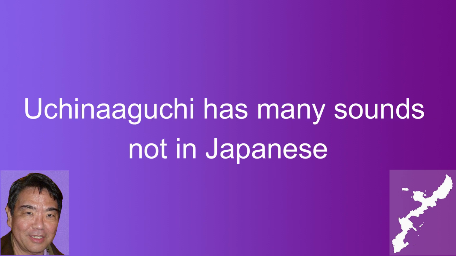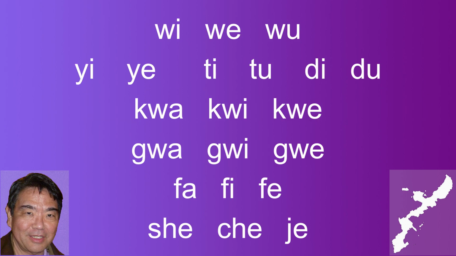I mentioned that Uchinaguchi is inclusive of all the Japanese hiragana sounds except tsu. Uchinaguchi also has many sounds not contained in Japanese. The following are these sounds: we, we, u, yi, ye, ti, tu, di, du, qua, qui, que, gua, gui, gue, fa, fi, fe, she, che, je.